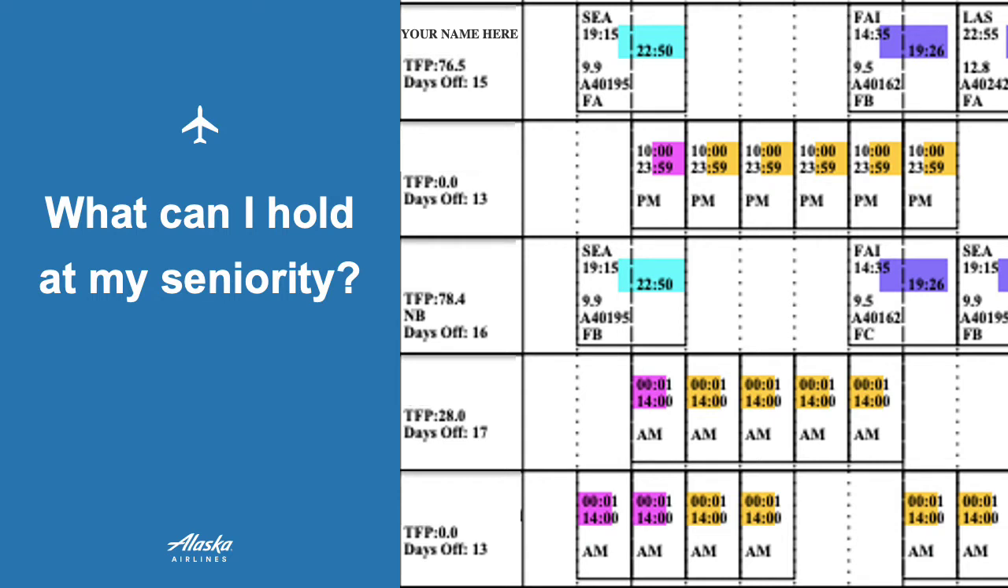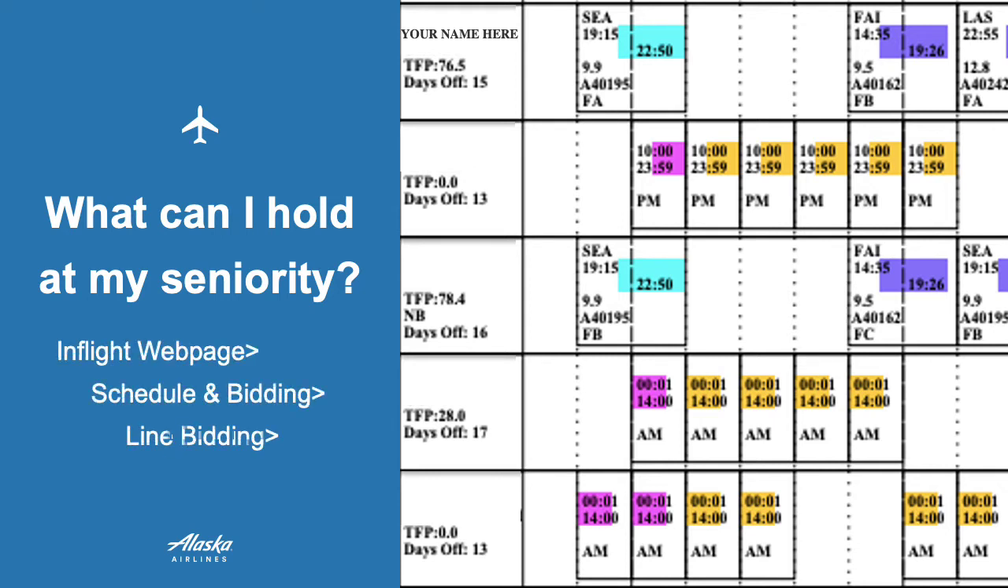It is not recommended to bid with only pairing numbers in your bid. With all bidding, it is recommended to bid for what you could expect to hold at your seniority. The more senior you are, the better chances you have at being awarded a specific pairing number that you're bidding for. To see what your seniority can hold, you can look at the PPS awards for your base by going to the in-flight webpage, schedule and bidding, line bidding, and PPS awards.